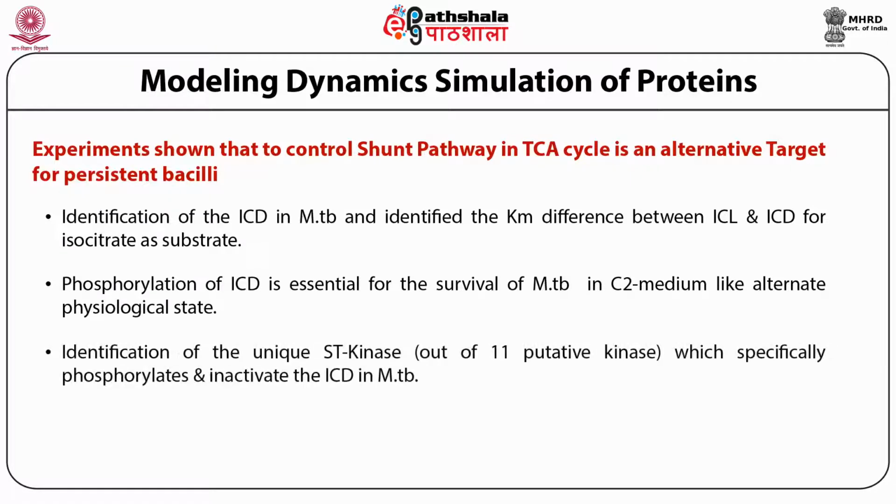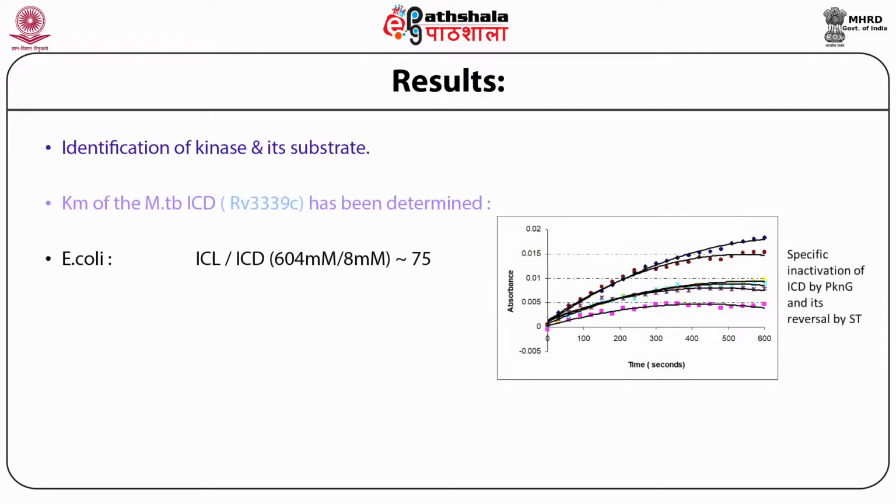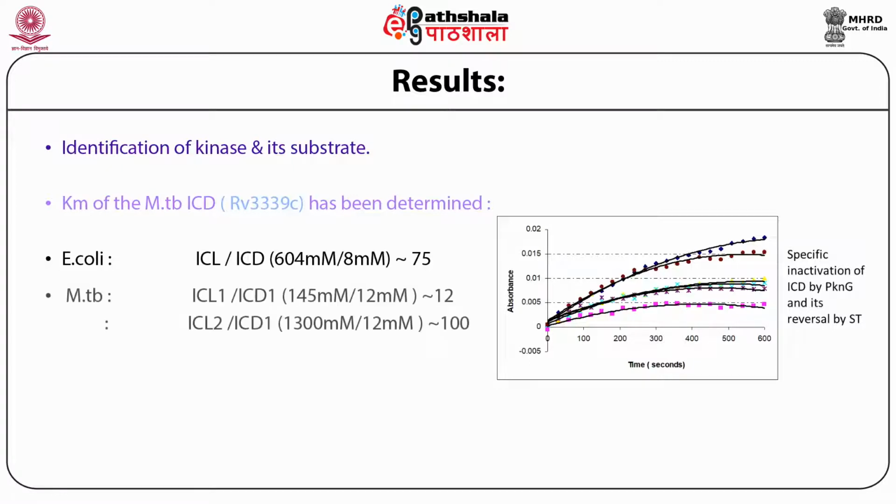Looking at these interactions, a kinase which phosphorylates the ICD has been identified by experiments. Slides were shown in our previous module where we have proven, and here also we have proven, that MTB has a ratio of ICL1 inhibitor with ICD1 taking isocitrate as its substrate, 12 times the reaction.